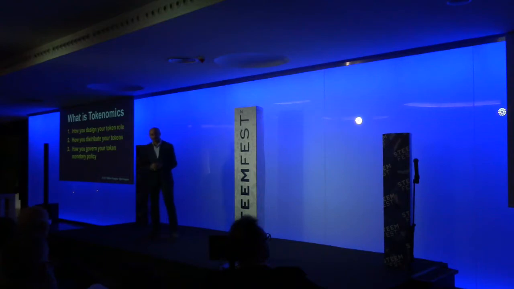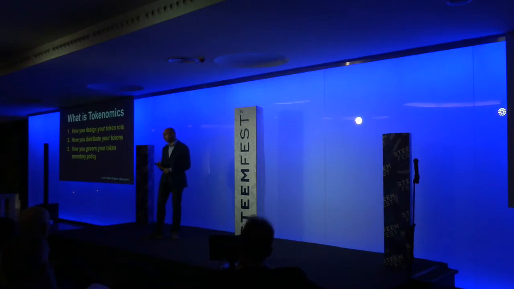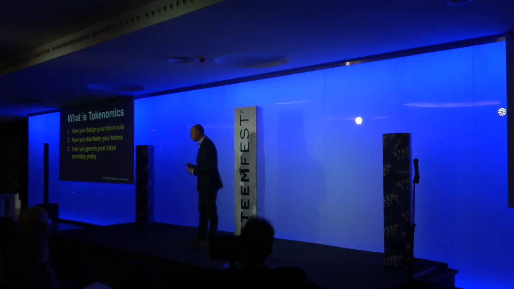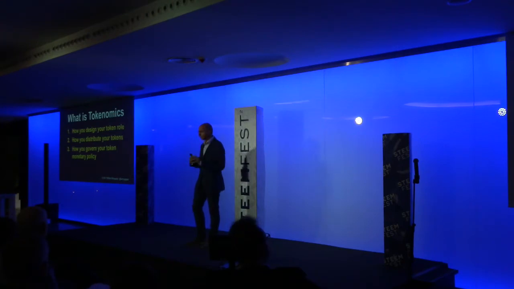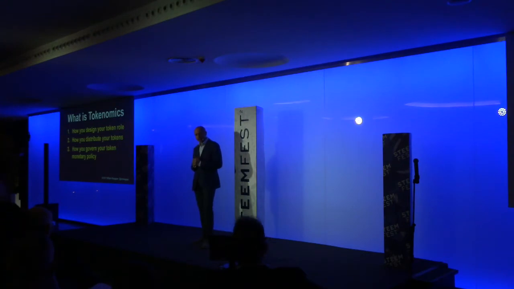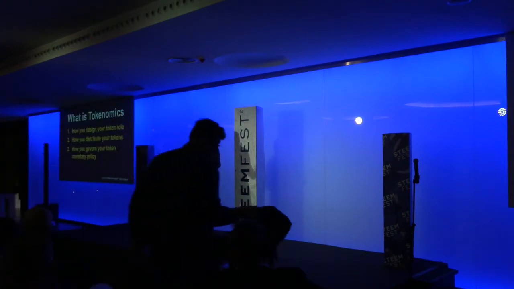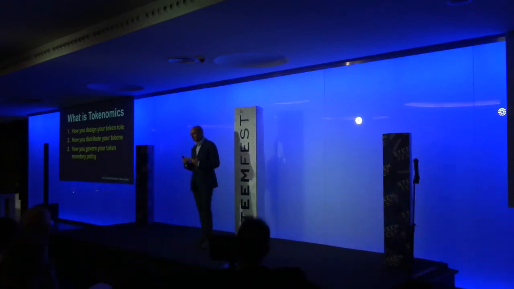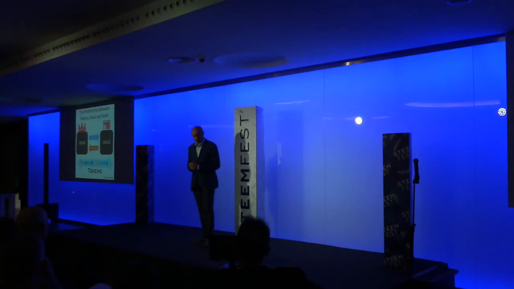It's really about 3 different things. One is how you design your token role. What does the token do? The functionality of the token is very important. Number 2 is how you distribute your tokens. Who do you give them to? How many do you keep? And what do you do with them? And then thirdly, how you govern the monetary policy behind the tokens, because it's really about governance. It's really about money that starts to appreciate. So that is how to frame the topic of tokenomics.